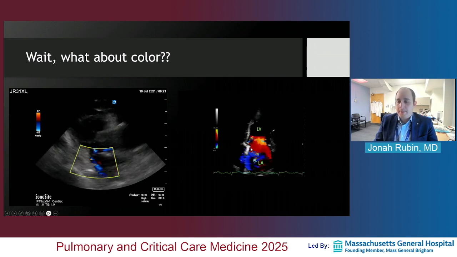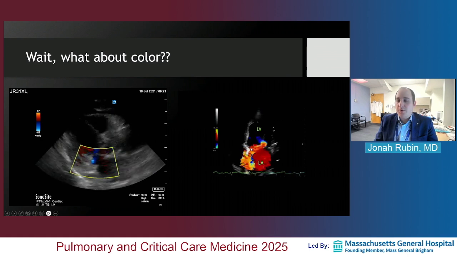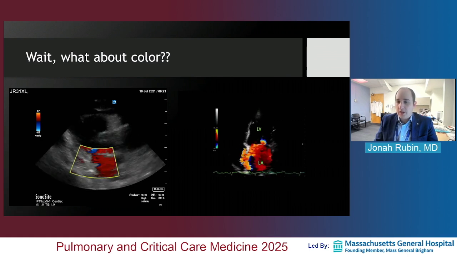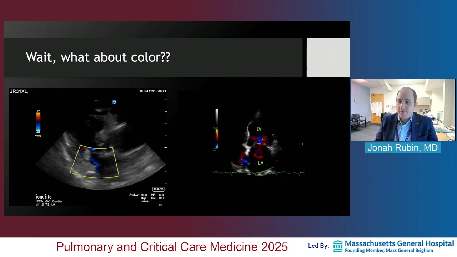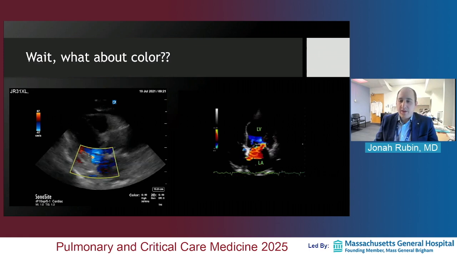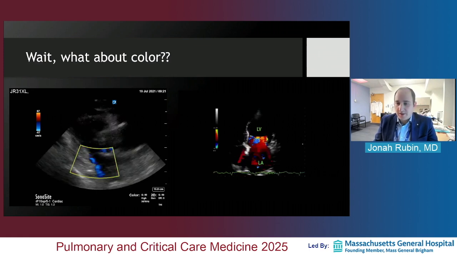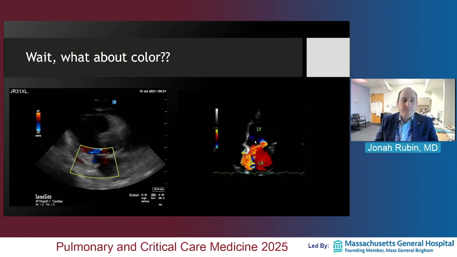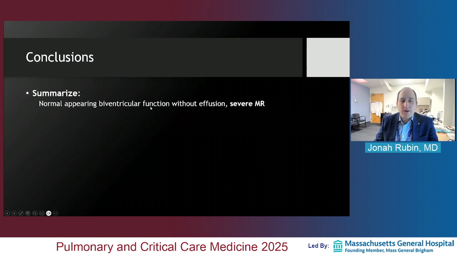Major MR, right? So this is a patient where if you didn't put color on, it just looks like a normal echo, normal EF. And what you didn't notice is that all the EF was going backwards, right? And that can be a major problem, certainly if it's acute MR. So this is a patient who had normal appearing biventricular function without effusion, but has severe MR. That also might explain why the aortic valve wasn't opening as well, because while the EF was great, the EF was all regurgitant. A lot of it was just going backwards.